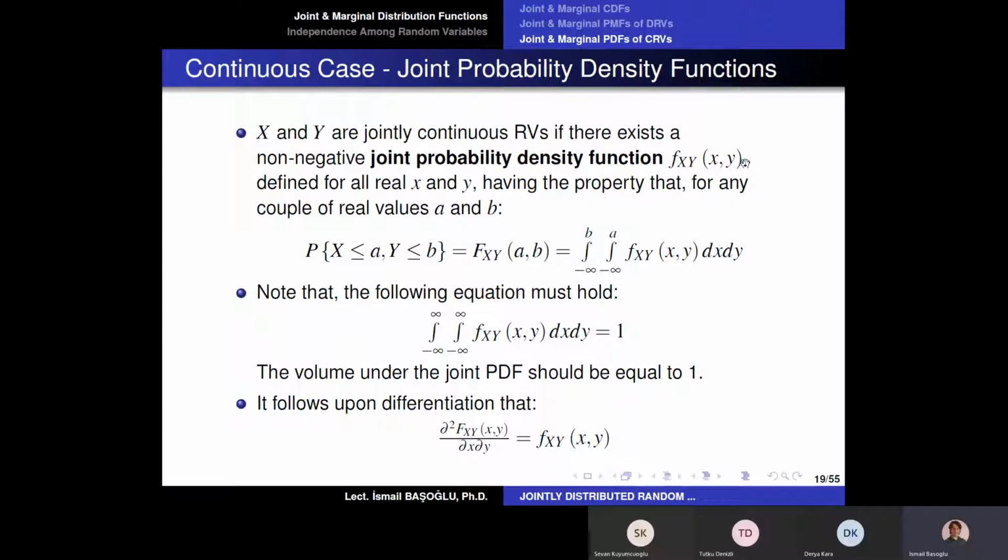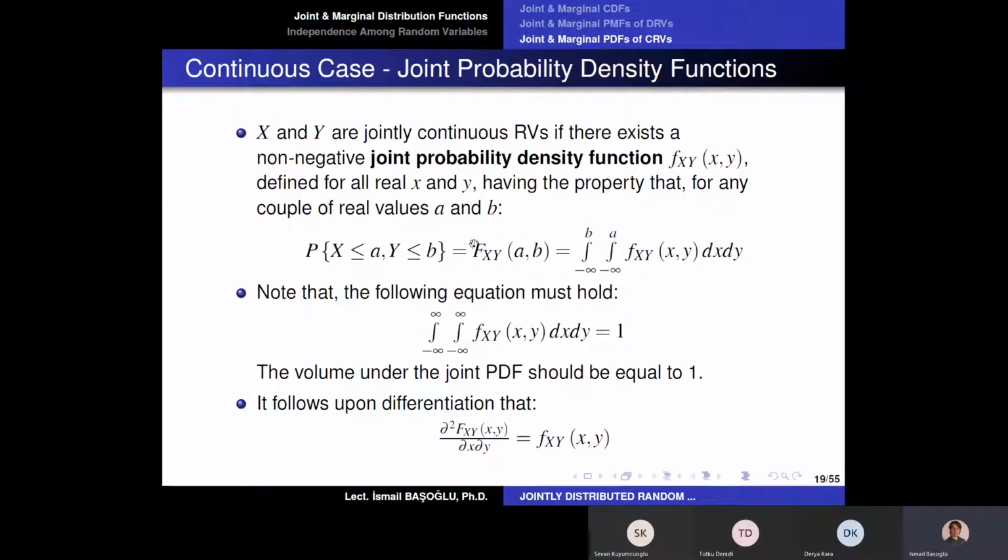Now, how do we use the joint probability density function in calculating probabilities? For example, if somebody asks you the probability of the first random variable X to be less than or equal to a, and the second random variable Y to be less than or equal to b at the same time, this comma means intersection, if you remember. So that probability means what? It is the joint cumulative distribution function at a and b, because both of these inequalities are given in the form of less than or equal to.